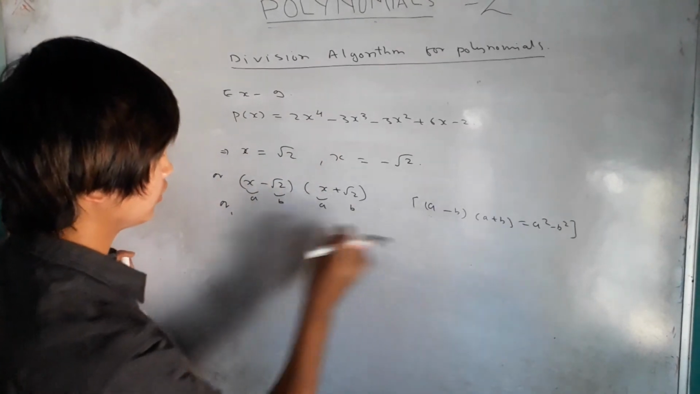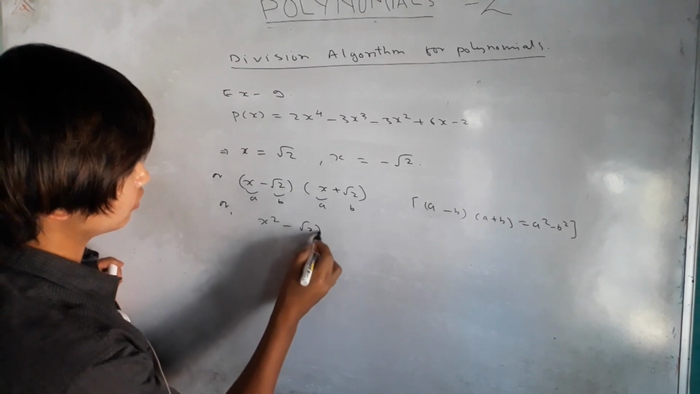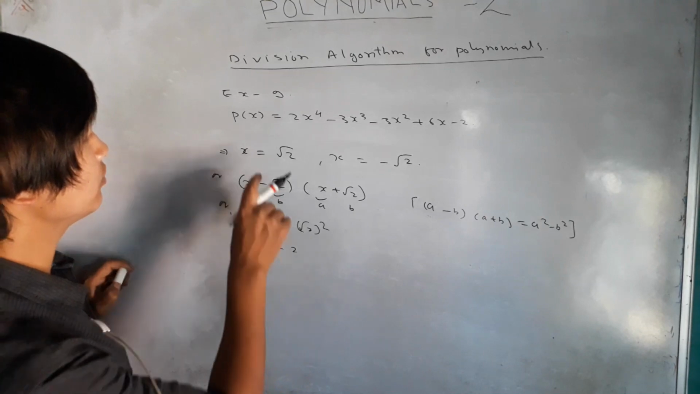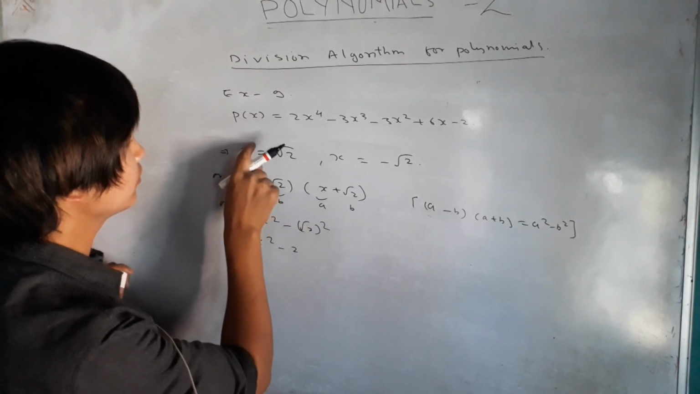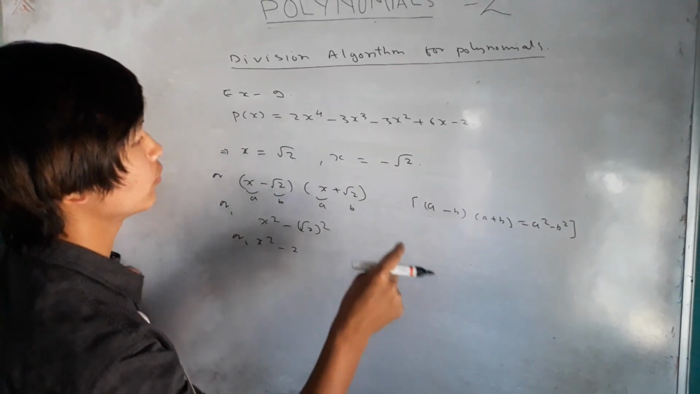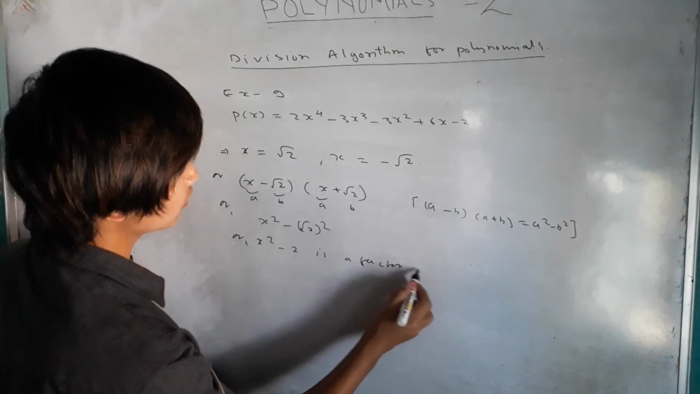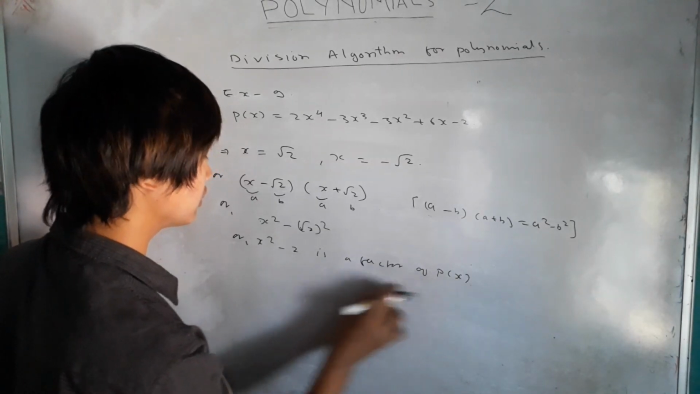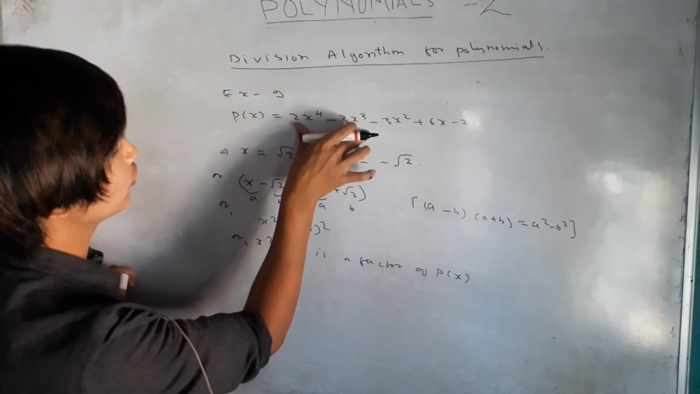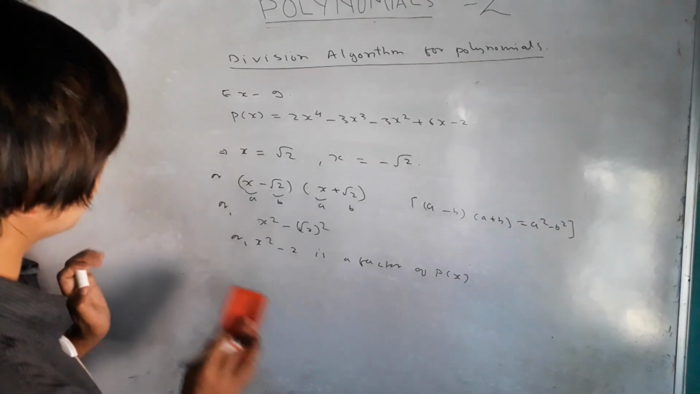So using this formula, a square means x square, b square means root 2 square, so x square minus 2. In class 9 we have seen that if root 2 and minus root 2 are the zeros of this polynomial, then by the factor theorem, x square minus 2 is a factor of p(x). This means this polynomial will divide p(x) completely, and the remainder will be 0 according to the factor theorem.